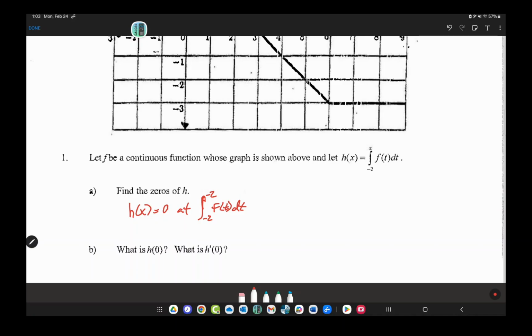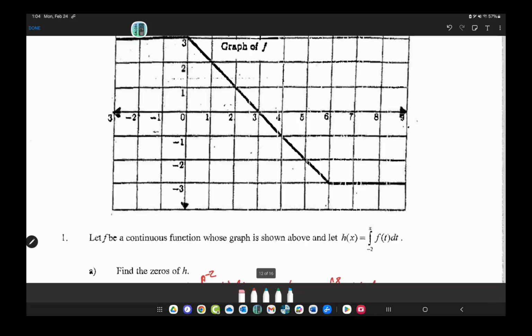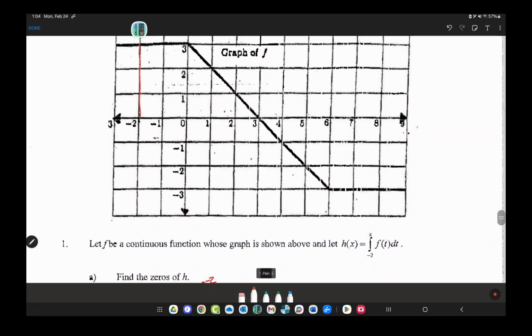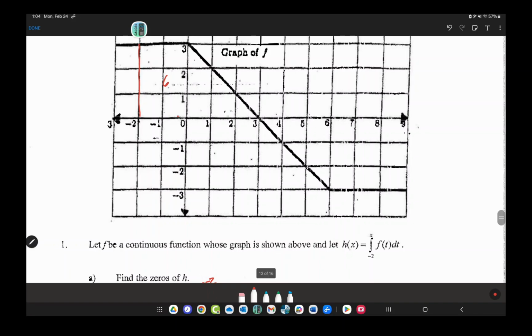But where else is it equal to 0? So basically, when the area cancels out, where does the area cancel out? -2 to 8. So also the integral from -2 to 8 of f of t dt, because this gives me an area of, right here, 4.5, so this is an area of 4.5, -4.5, and -6.